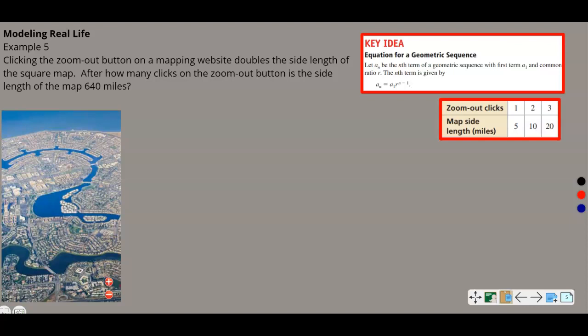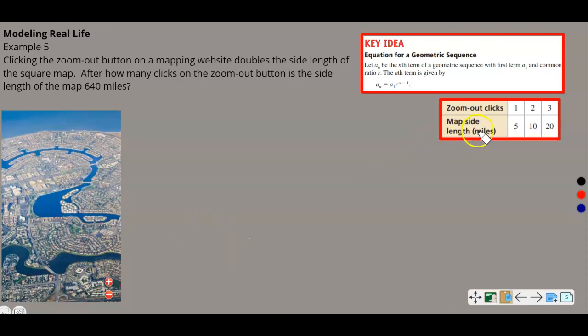All right, we're going to finish up geometric sequences. We are on example 5, modeling real life. The question says, clicking the zoom out button on a mapping website doubles the side length of the square map. After how many clicks on the zoom out button is the side length of the map 640 miles? So we have to look at this and try to understand what we are looking at.